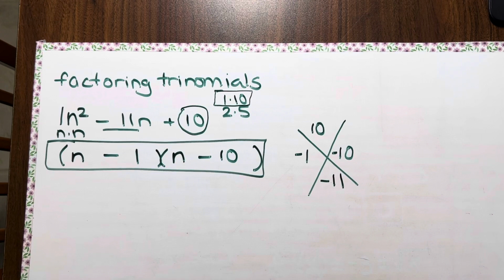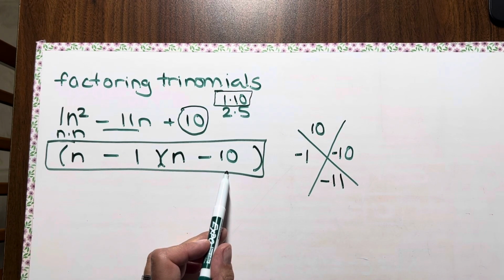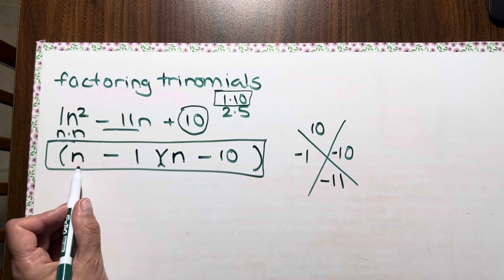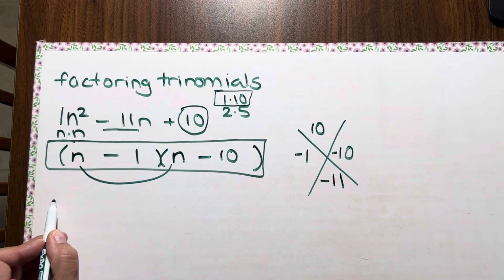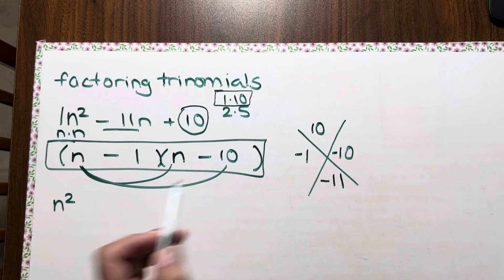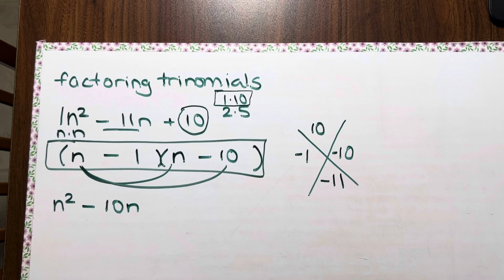Now again, in previous videos, we've talked about how you can check this, which is multiplying and doing foiling, and you should get your original problem. So today I'm going to do that. I'm going to take n times n and get n squared. Then I'm going to take n times negative 10, which is negative 10n.